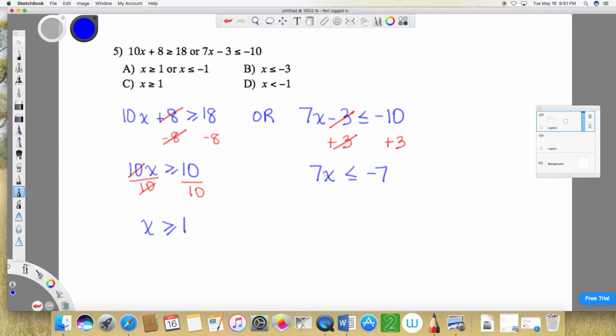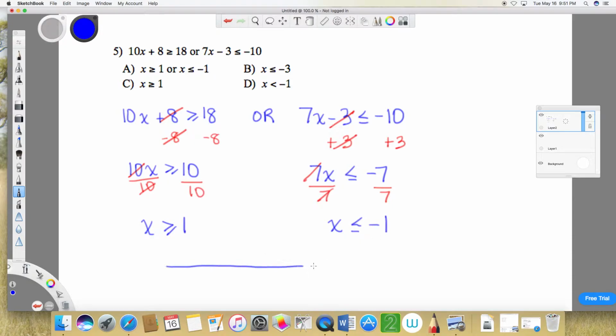Be careful here, to get the x by itself, we want to divide both sides by a positive 7. And 7 divided by 7 is 1. So on the left-hand side, I have x, and this is less than or equal to negative 1.